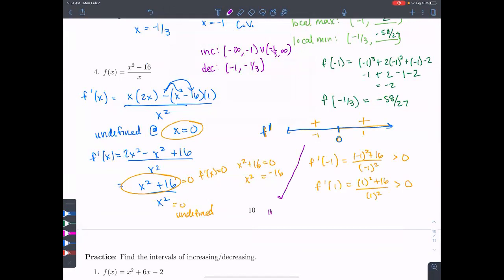So this is actually increasing everywhere except for at 0. So this is increasing from -infinity to 0, and then from 0 to infinity. And there are no local extrema. It's increasing the whole time, so there's no place where we could have an extreme happen.